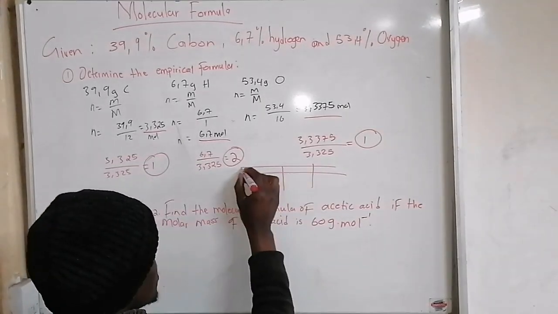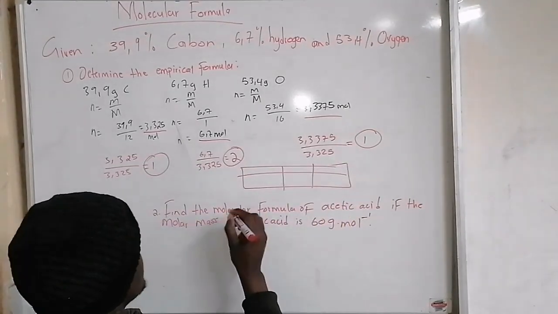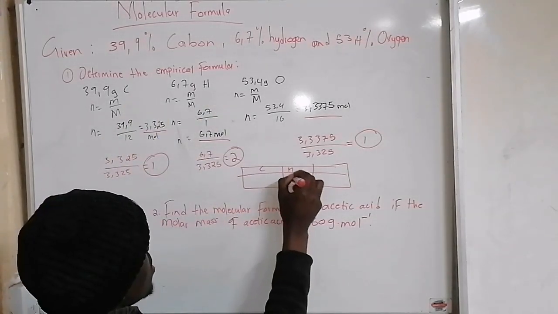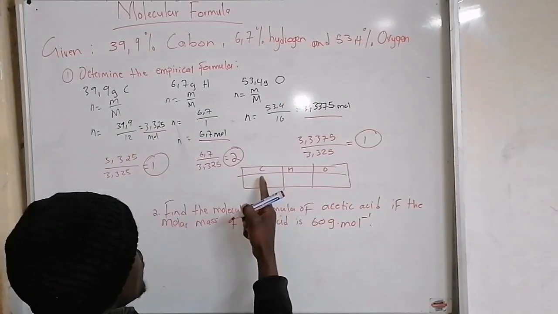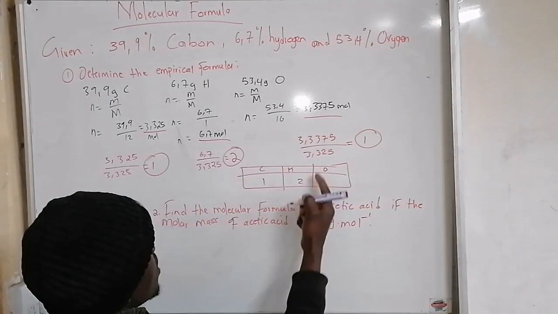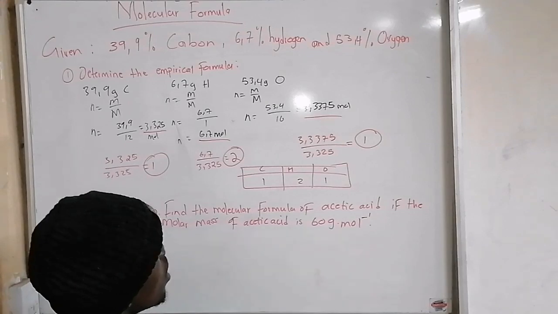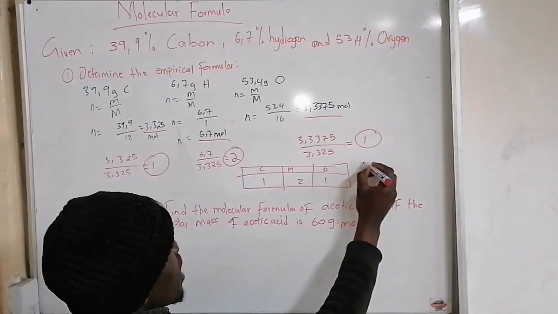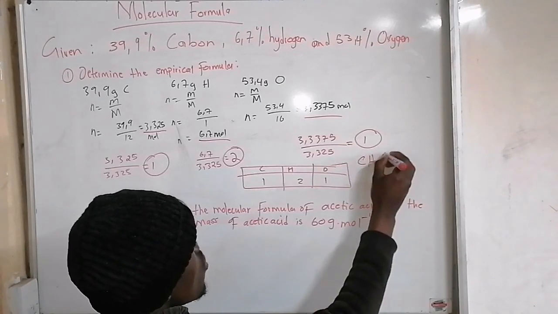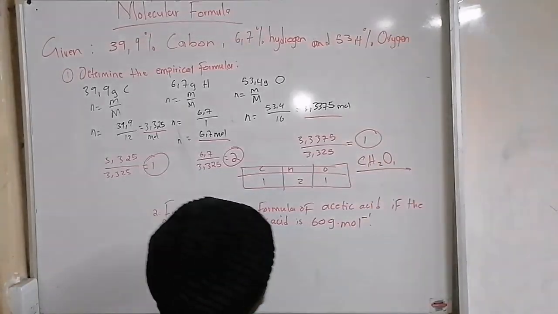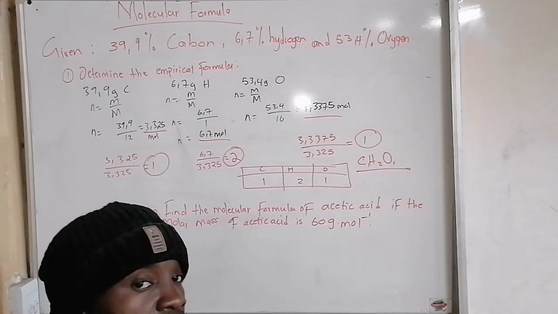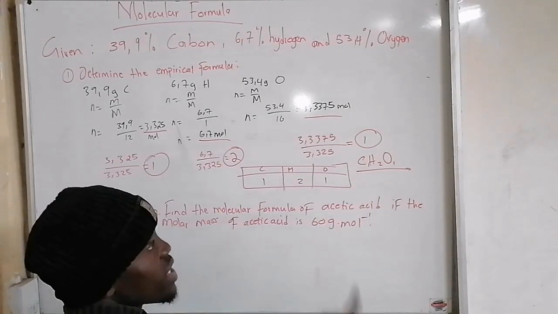Now since we have 3 elements that we are dealing with, we have carbon, hydrogen, and oxygen. For carbon we got 1, right? For hydrogen we got 2. For oxygen we got 1. Then the empirical formula is C1H2O1, which is CH2O. So understand this, we got our empirical formula, right?